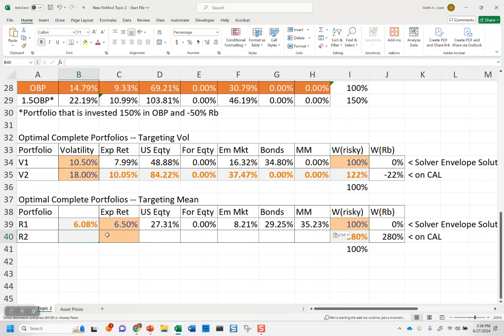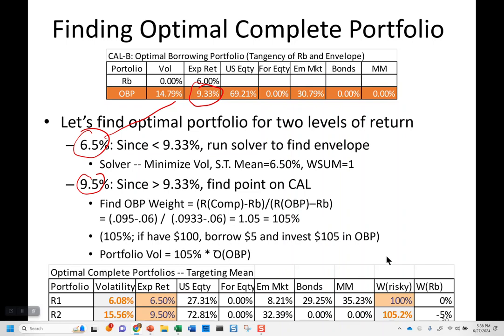And then the last problem is, how do I build the best 9.5% mean portfolio? Slightly different formula than last time. If you're targeting a mean, you can't just take a ratio of the 9.5 and the mean of the optimal borrowing portfolio. What you have to do is use this equation: my 9.5%, minus RB, divided by the mean return of the optimal borrowing portfolio, 9.33, minus RB. So it's 9.5 minus 6%, divided by 9.33 minus 6%. That is equal to 1.05, or 105%. So, drawing a picture, I have my envelope, I got my tangency line. I'm going to put 105% of that money into that optimal borrowing portfolio, and it's just going to be right next to that point right there.